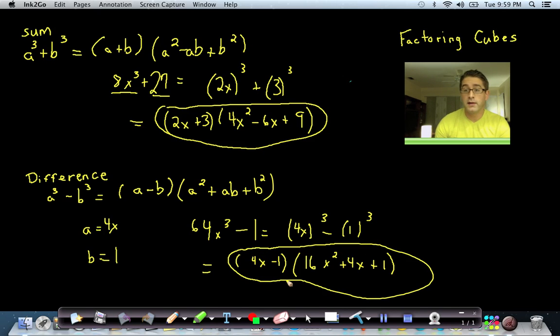The hard part, again, is finding that a and that b. All right, I hope this helps. I'm going to give you 2 more examples, guys, for Algebra 2, so stay tuned.